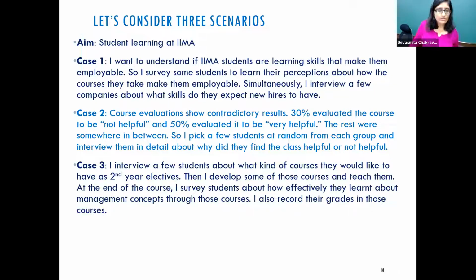Course evaluations show contradictory results. 30% evaluated a particular course they took of mine as not at all helpful, and 50% evaluated it to be very helpful. So very contradictory results. 50% said awesome course, 30% said not working. The rest were somewhere in between. So I pick a few students at random from each group, 30% group, 20% group, 50% group, and interview them in detail about why they found the class helpful or not helpful.